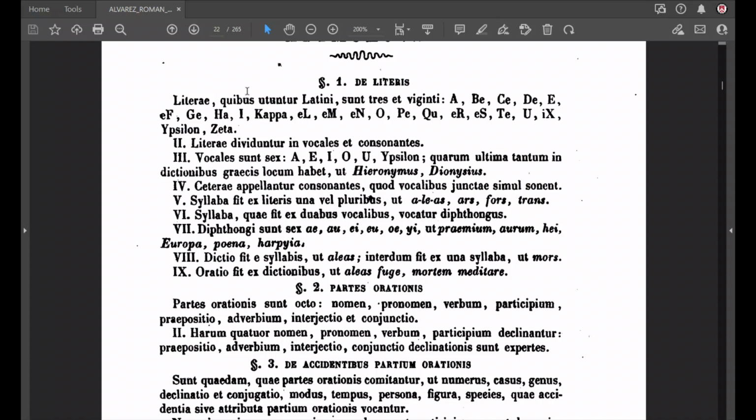There are 6 diphthongs, and they're listed there in the 7th rule of chapter 1. And then we learned in the 8th rule that speech is made of syllables, or a word is made of syllables, and a word can be made of just one syllable or of many syllables. And then lastly, a sentence, oratio, is made up of words.